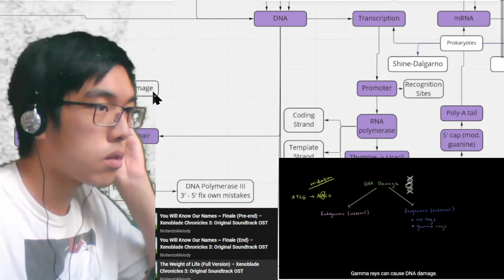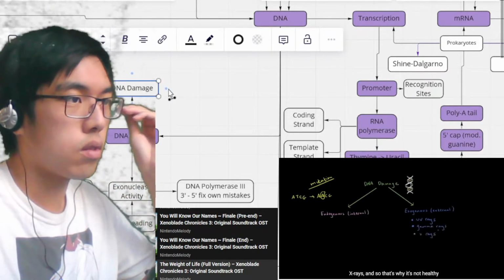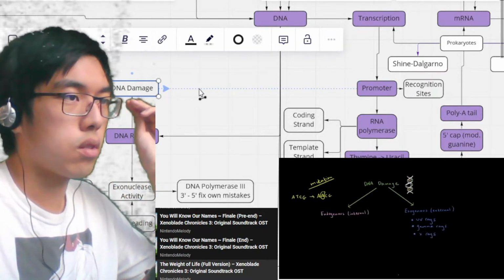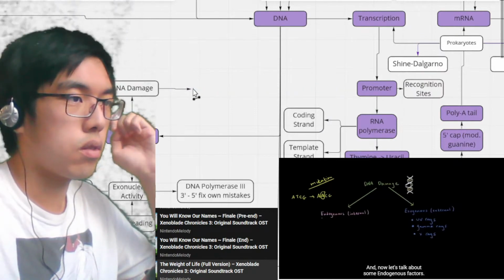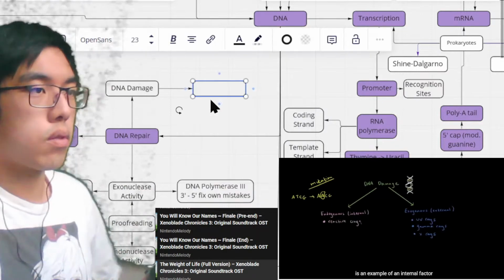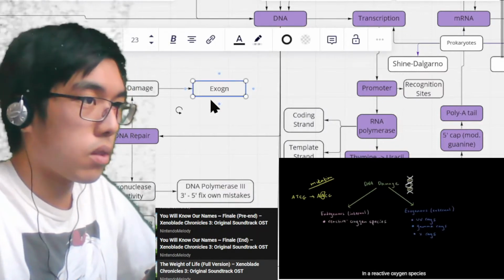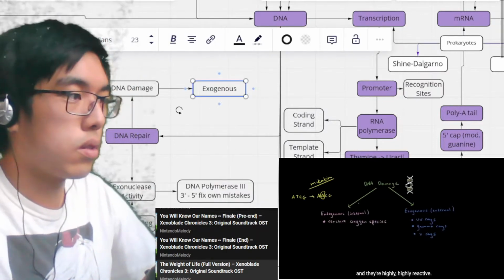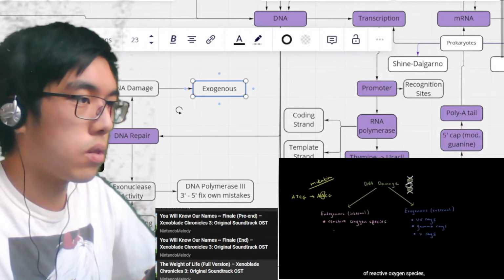Gamma rays can cause DNA damage, X-rays, and so that's why it's not healthy to be exposed to a lot of these rays. And now let's talk about some endogenous factors. So reactive oxygen species is an example of an internal factor that can cause DNA damage. And reactive oxygen species are molecules that contain oxygen, and they're highly, highly reactive. So there are a lot of different kinds of reactive oxygen species, but we're just going to give two examples.